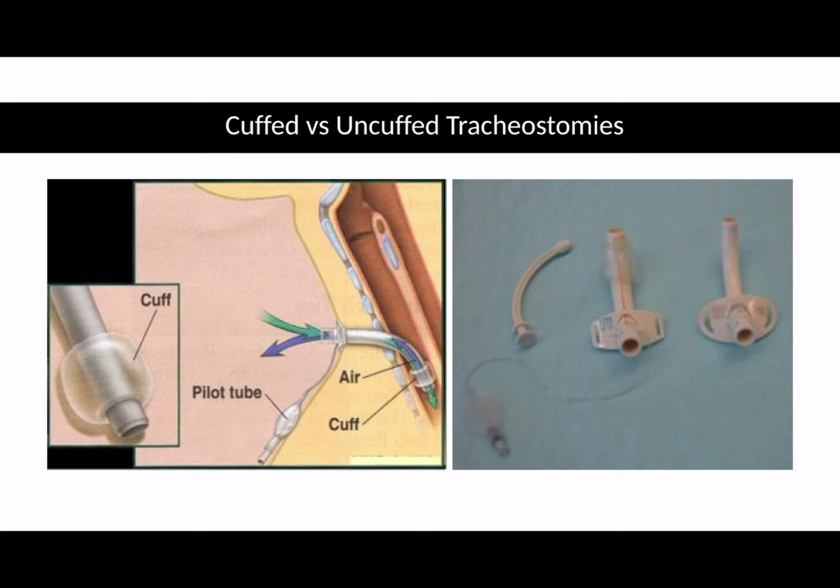If it does not have a pilot balloon, it means that it is an uncuffed tube. This means that you've got the plastic of the tracheostomy tube, but there's no plastic cuff that occludes the trachea. So what does that mean? Well, without that cuff, you can still force air in and out through the trachea. However, you're also going to get air escaping around the tracheostomy itself.